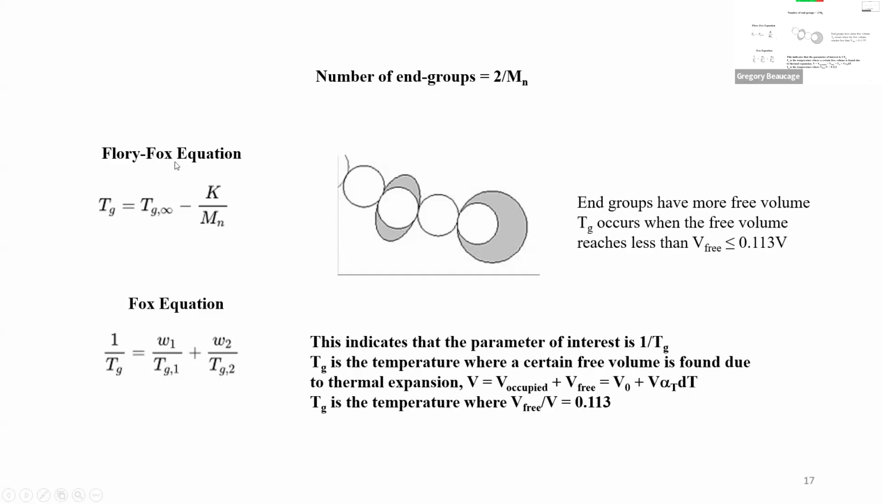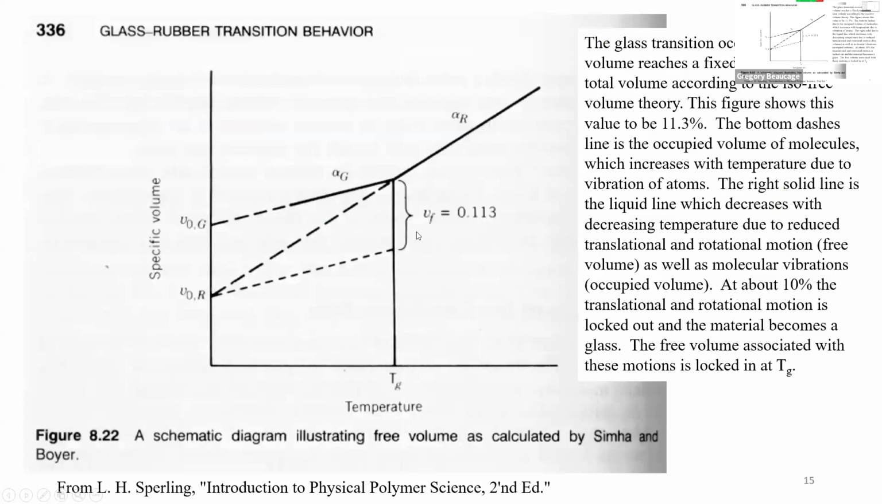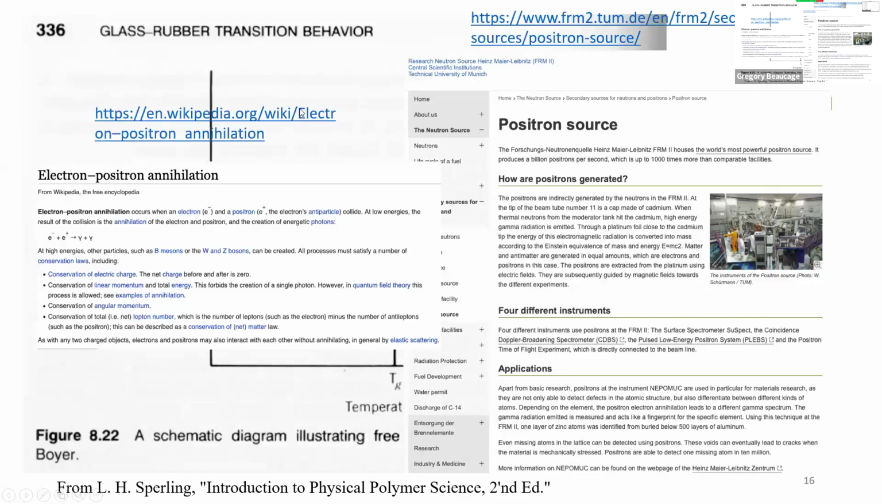If it's 100,000, it's 2 n groups per 100,000. So some number over the molecular weight gives you the percent n groups in the material, which should lower the glass transition because it's got more free volume. Right? So if you follow that mapping, if you increase the free volume, it becomes a liquid. So that's kind of the idea.